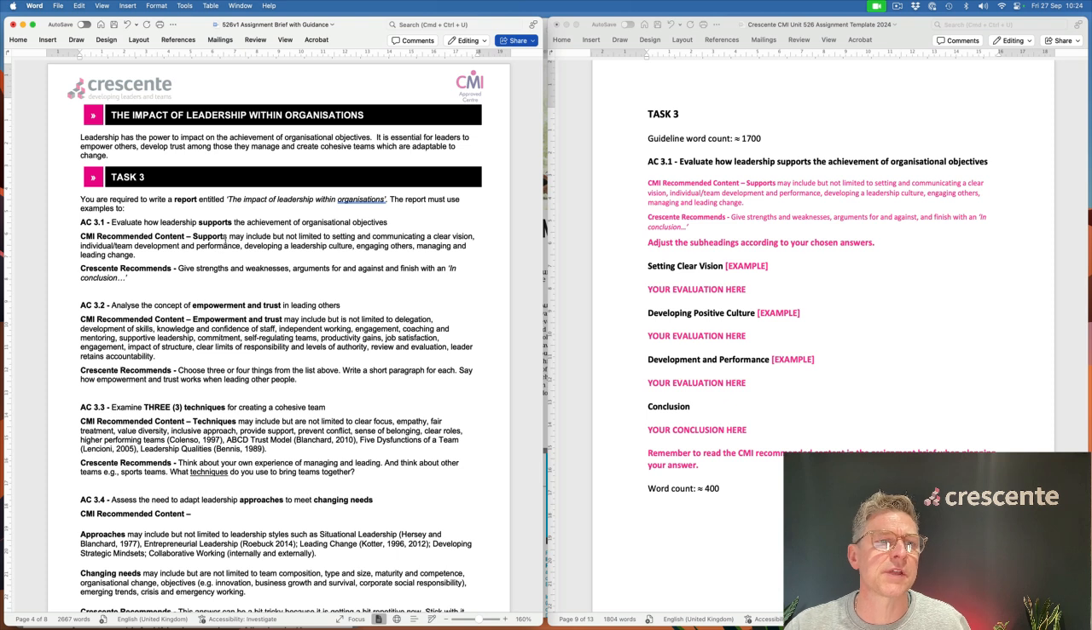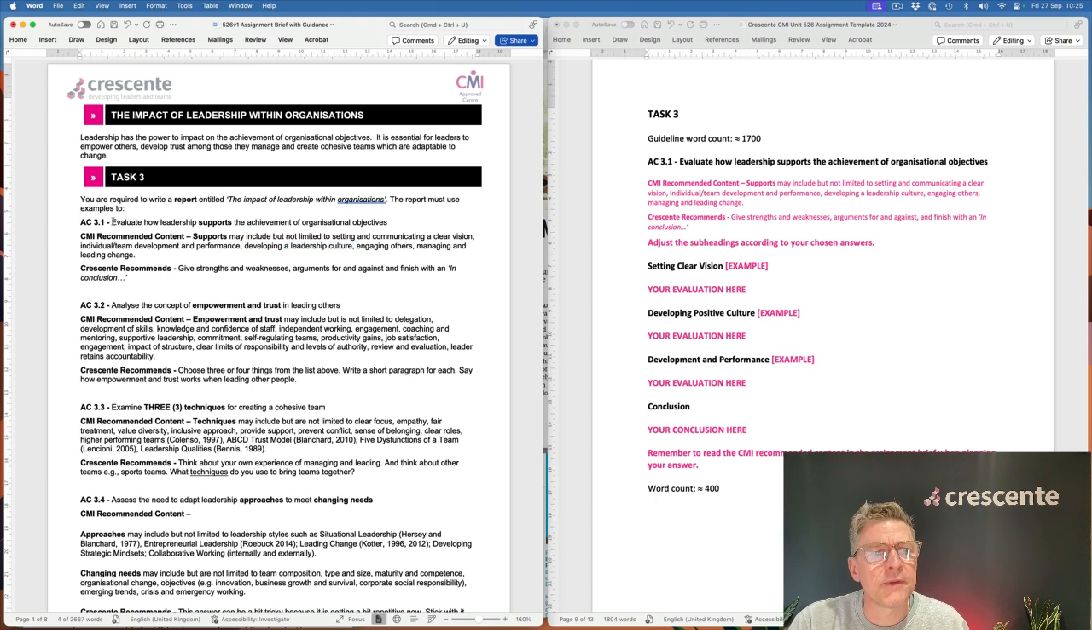Recommended content, it says supports, which is the question word here, might include setting and communicating a clear vision, developing people, maybe managing performance, developing a relevant and appropriate culture, engaging people, managing and leading change, whatever. So it's giving you a bit of a range.